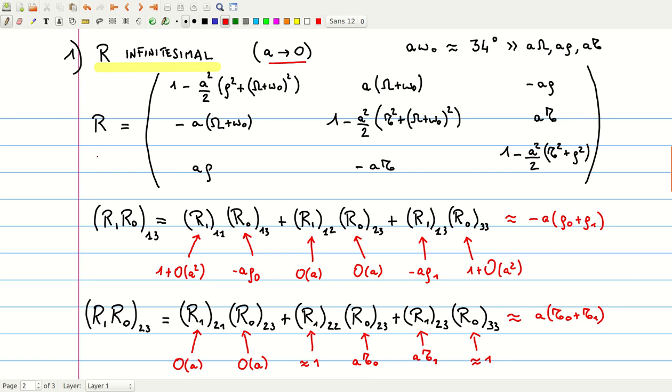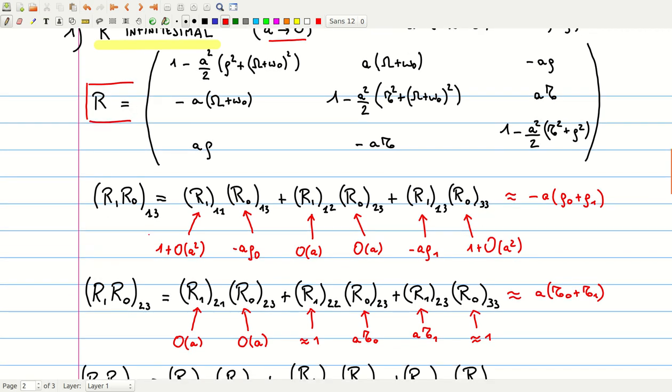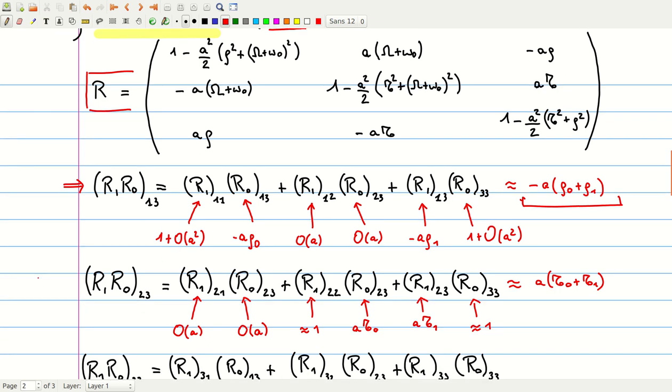This is the form of a rotation matrix for an infinitesimal rotation. We take the product of two such matrices and keep the lowest order terms in A. Here we show the element 1, 3. To lowest order in A, this is given by minus A times the sum of the rolls. The same for the element 2, 3, which is given by A times the sum of the tilts.